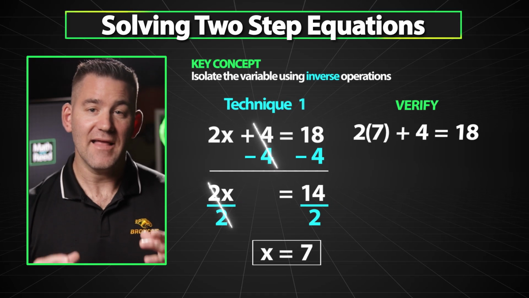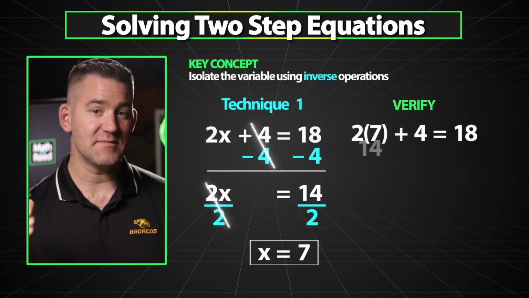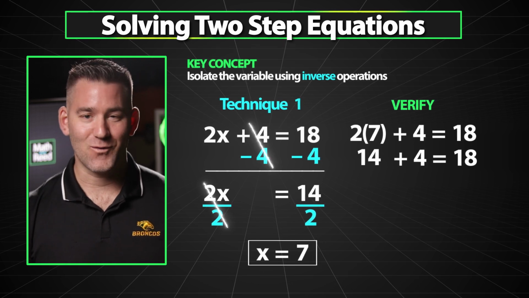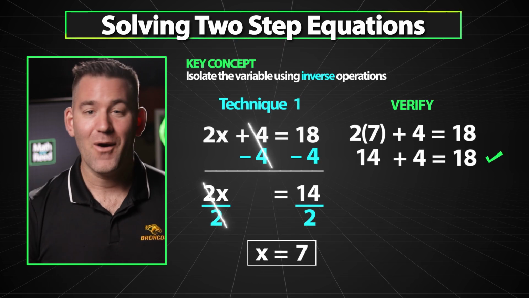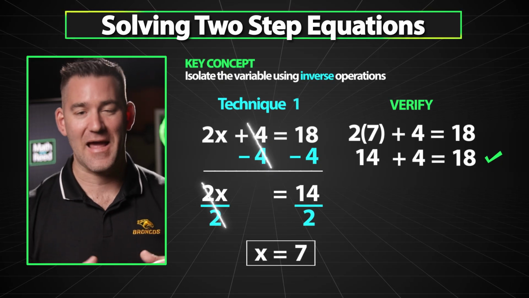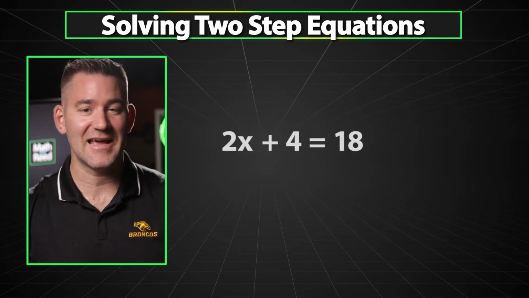Before we move on, let's check that our answer makes sense. Well, 2 times 7 is 14, and 14 plus 4 equals 18. Bam! We do get a true statement, so our answer of x being 7 is correct. Now, let's keep it going and solve this problem with the second technique.